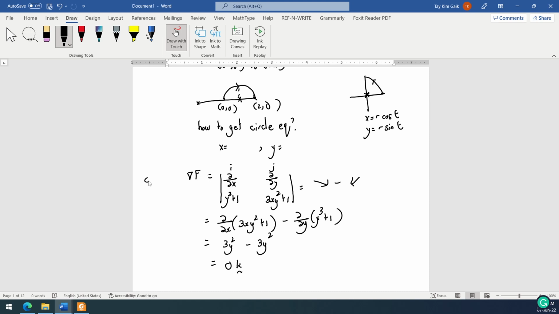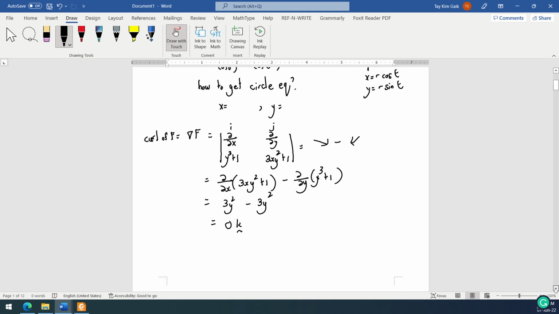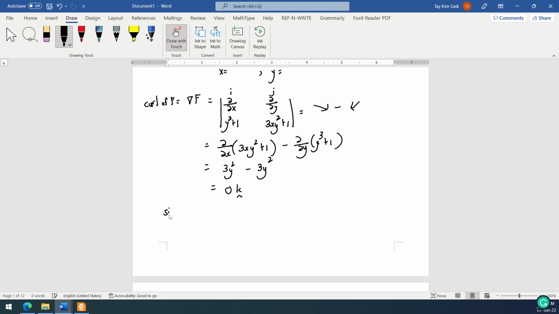So this is called the curl of F. If the curl of F is the 0 vector, then F is conservative. Since the curl of F is the 0 vector, then vector F is conservative. So make sure you understand the concept, because we have a quiz following, testing your concept.